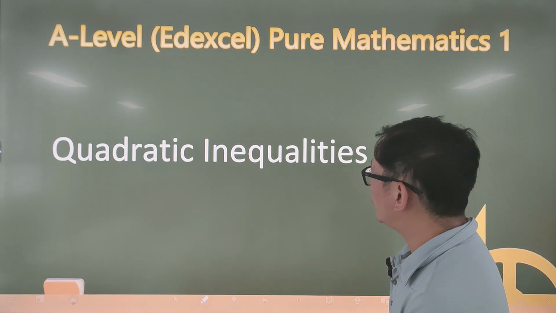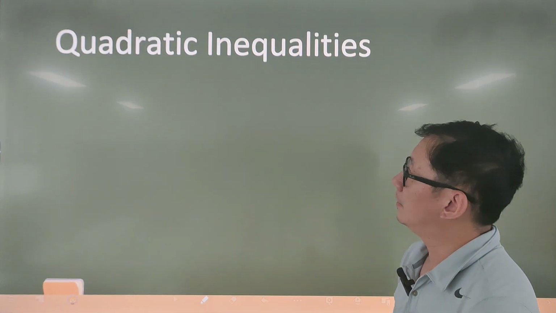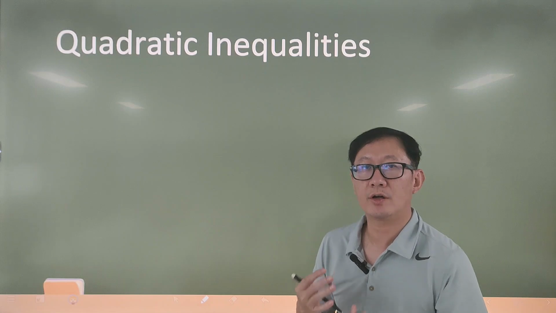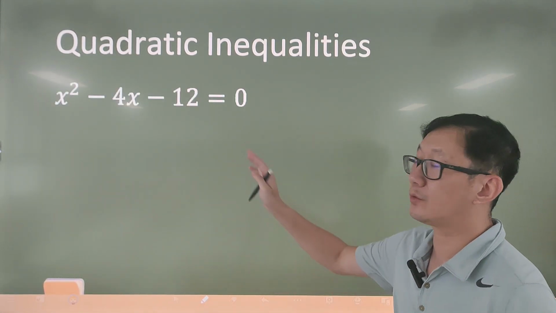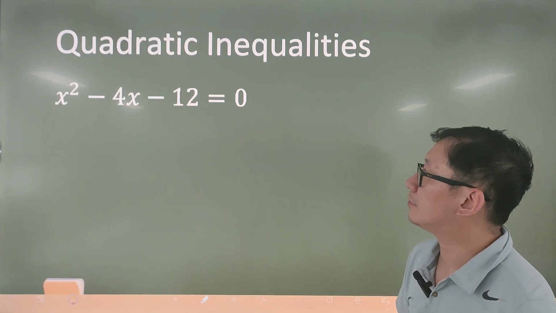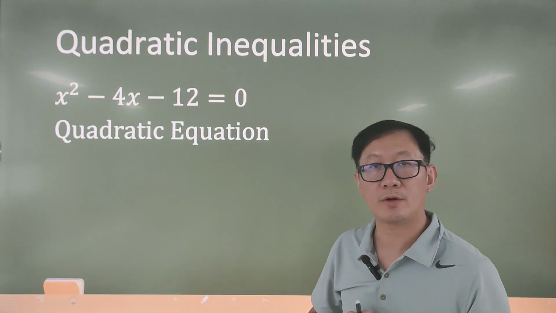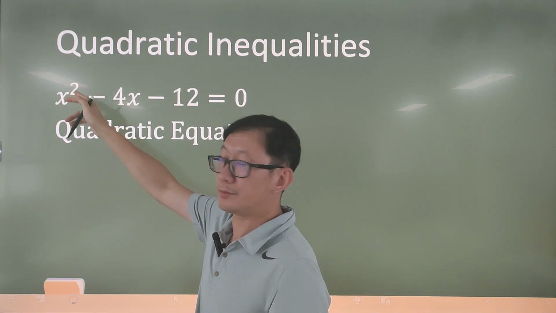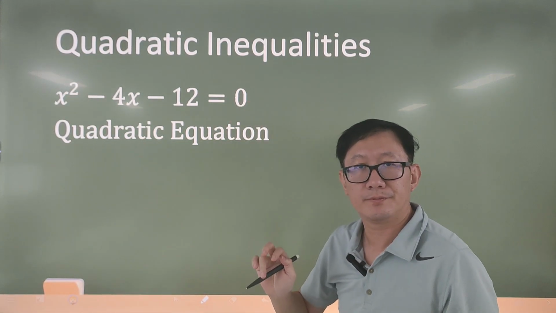We're going to talk about quadratic inequalities. Okay, so first, let's look at what they are. So far, we have been learning equations like this: x squared minus 4x minus 12 equals 0. This is a quadratic equation. It's quadratic because the highest power term is 2. It's an equation because we have the equal sign.